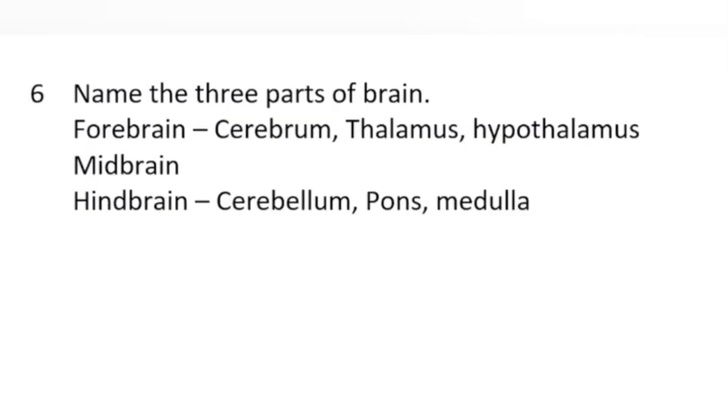Name the 3 parts of brain. Human brain has got mainly 3 parts: the forebrain, midbrain and hindbrain. Forebrain consists of a large part called cerebrum, then thalamus and hypothalamus. Midbrain is actually consisting of 4 spherical structures called corpora quadrigemina. You need not remember that because in class 10 syllabus it is not there. Then hindbrain again has got 3 parts: cerebellum, pons and medulla.